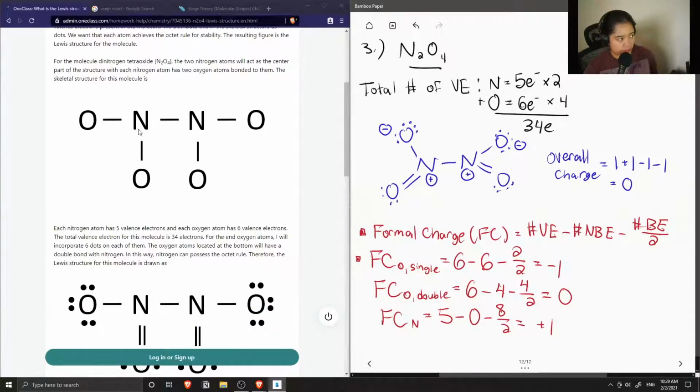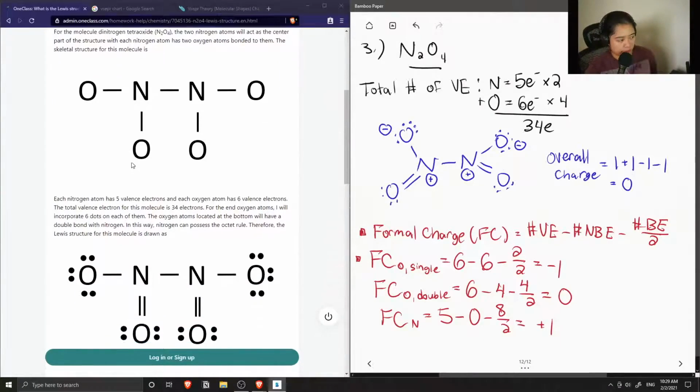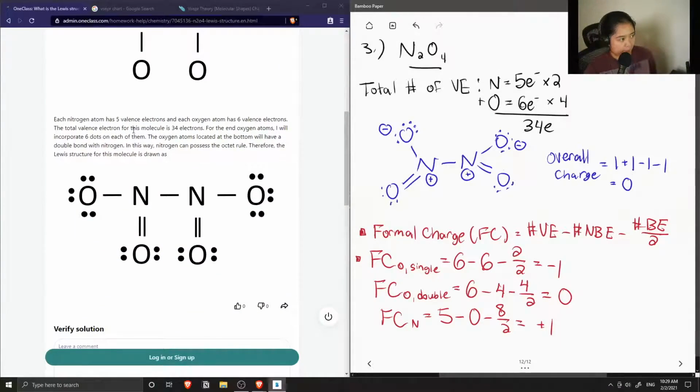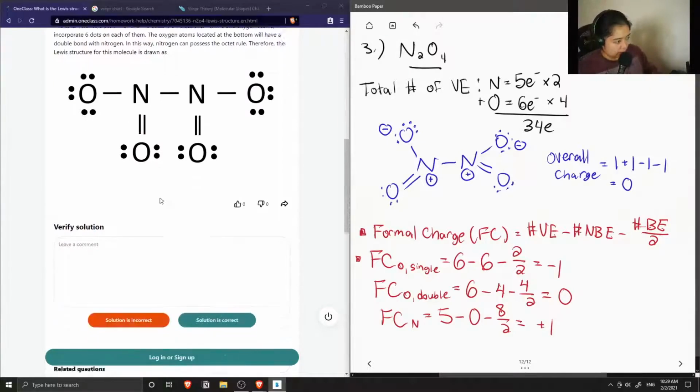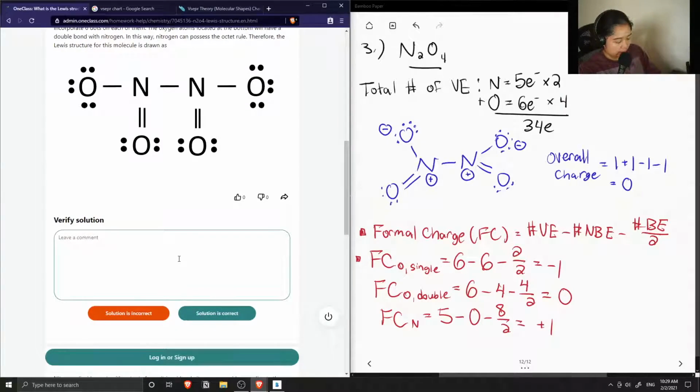Okay, so they have the correct skeletal structure and drew in all of the bonds and all of the lone pairs to get the final answer. Okay, so the charges weren't included, but I'll just say that down here. So this solution is correct.